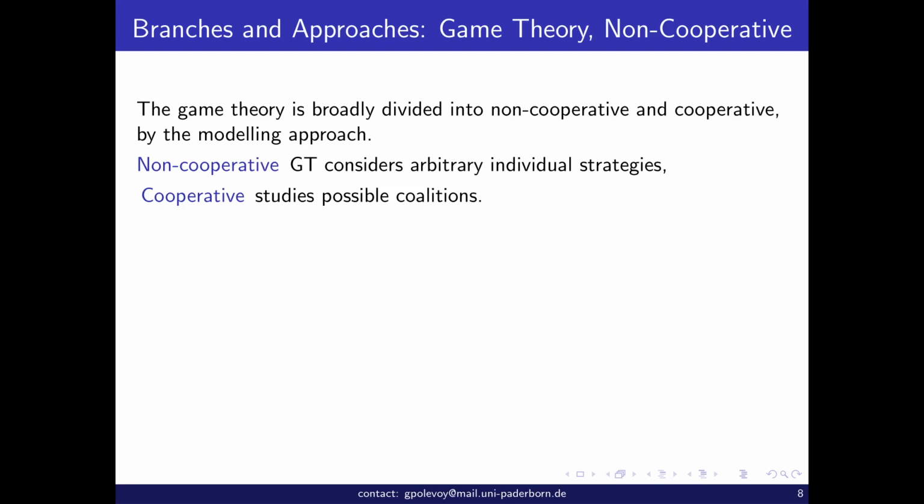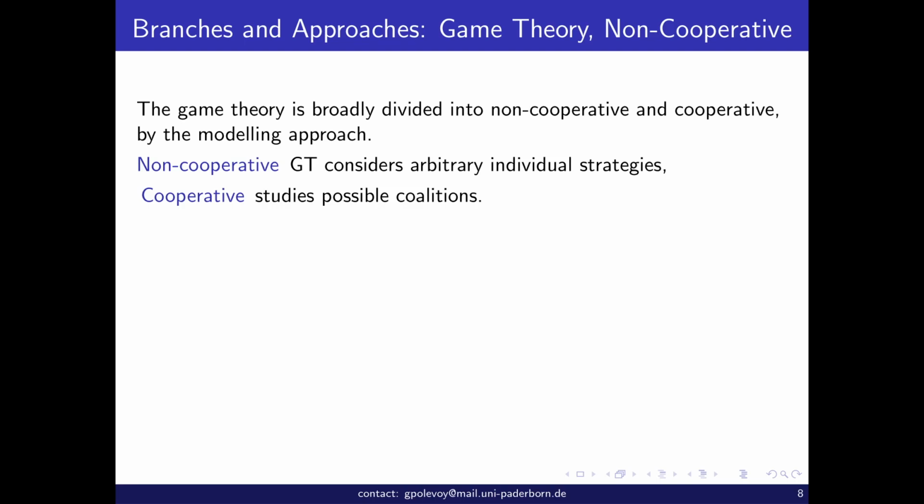So the game theory branch can be non-cooperative or cooperative. These are the main directions, and we're mainly going to go into non-cooperative game theory, and they differ by modeling approach. Non-cooperative game theory looks at models where you have some players and they have some possible strategies. So a model can have any individual strategies as the model's ingredients.